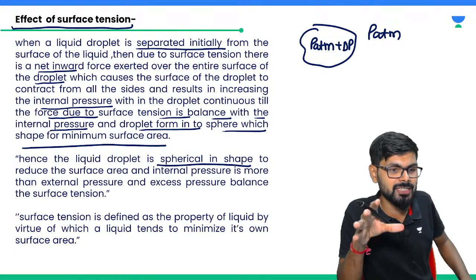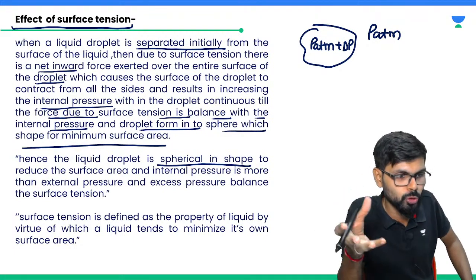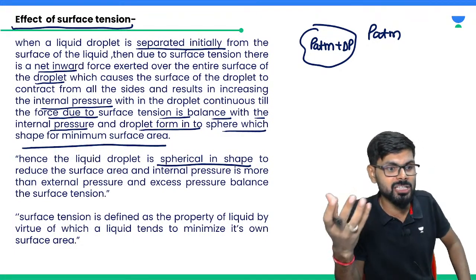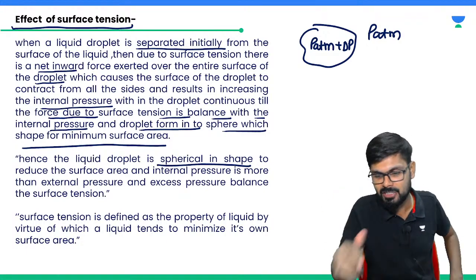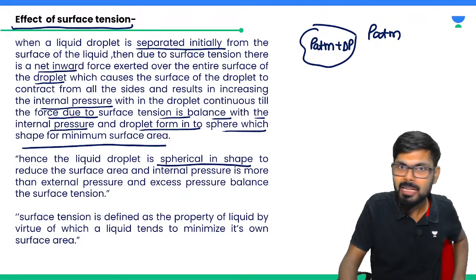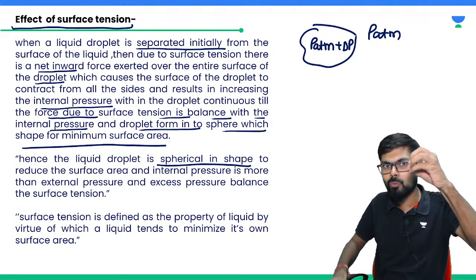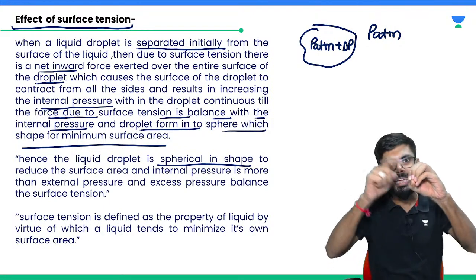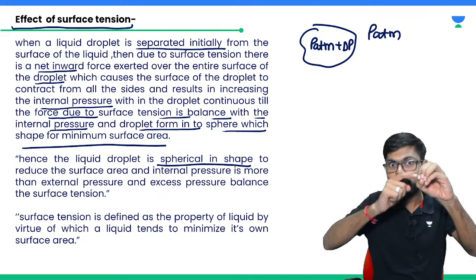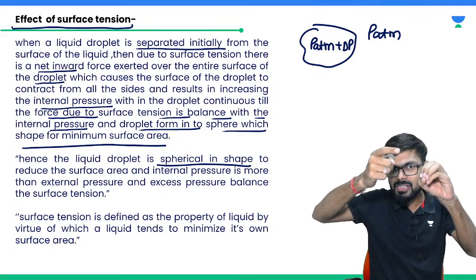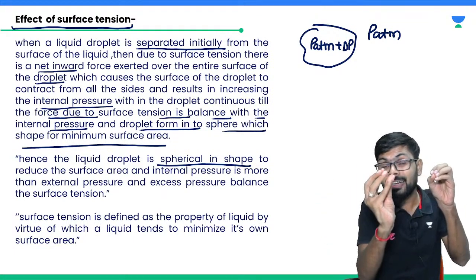To reduce the surface area, internal pressure is more than external pressure, and the excess pressure is balanced by surface tension. See, PATM is balanced. Suppose inside pressure is somewhat more than PATM. So PATM is balanced, right? But inside pressure is somewhat extra.